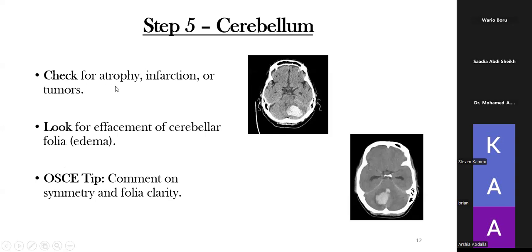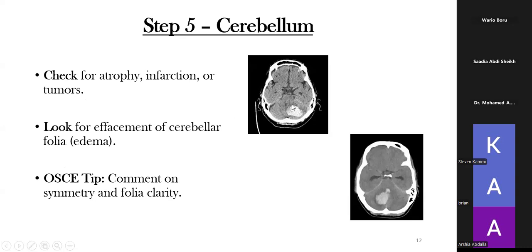In the cerebellum, you're checking for the effacement of the cerebellar folia. Then you check for any infarcts, any tumors, any hyperdensities, any atrophy of the cerebellum. All those are possibilities you can see on the scan. Like here, you can see we've lost the normal cerebellar folia, which indicates some edema.